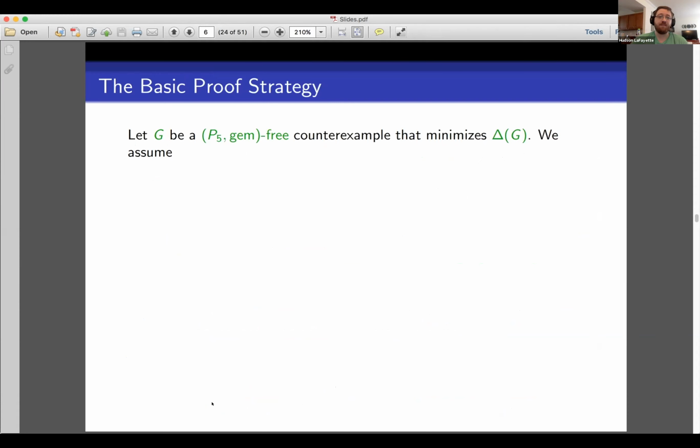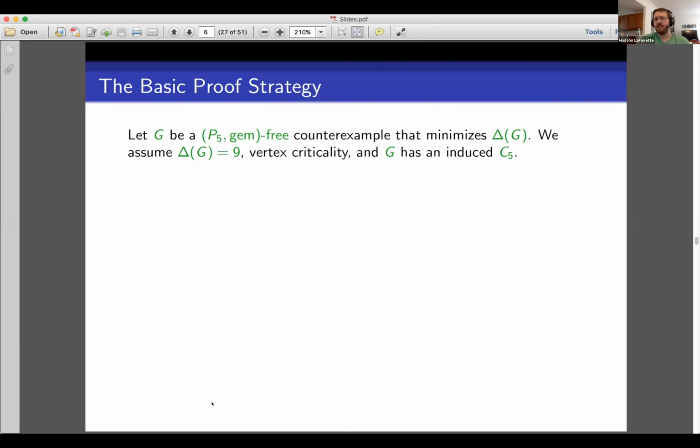Let G be a P5-free, gem-free counterexample that minimizes delta. So again, we can assume we're the base case, delta equals 9. Whenever you're trying to color, you always want to be vertex critical, and you can prove that here, even though we're doing induction over delta. It's just a sentence or 2 argument involving Brooks' theorem.